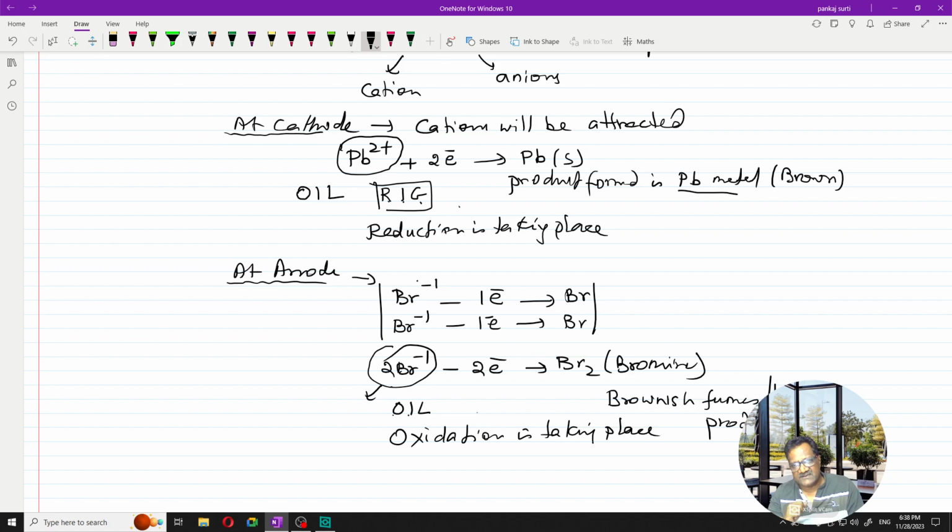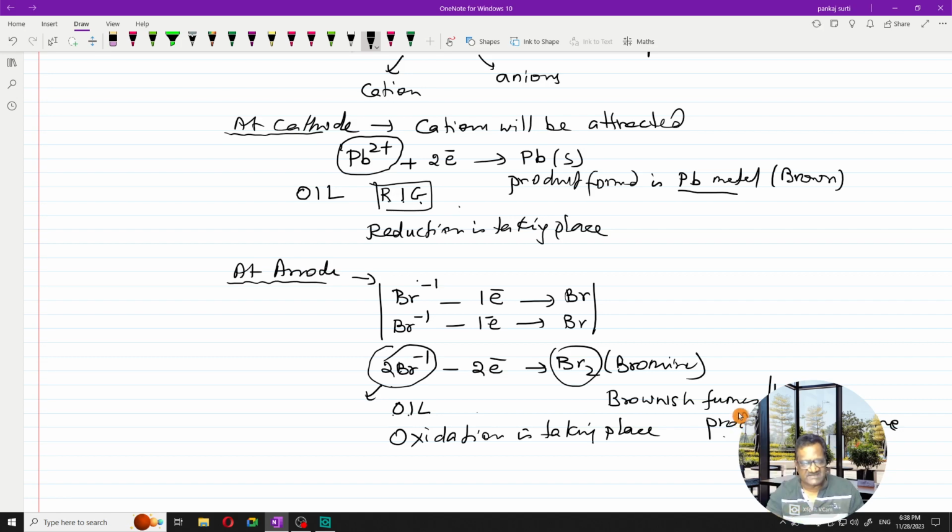Now mind here, don't write this as bromide. The product is bromine, the element is bromine. The ion will be bromide, but the element will be bromine. We are getting the Br2 element. It is bromine, a gas. So you have to write the product as bromine. So now we have understood the electrolysis of lead bromide in a molten state.